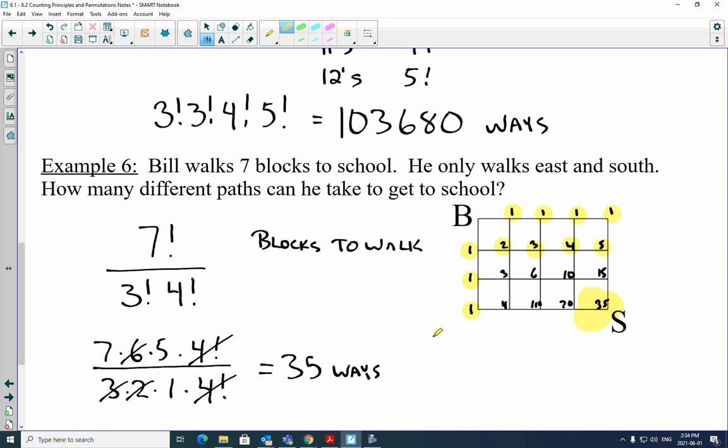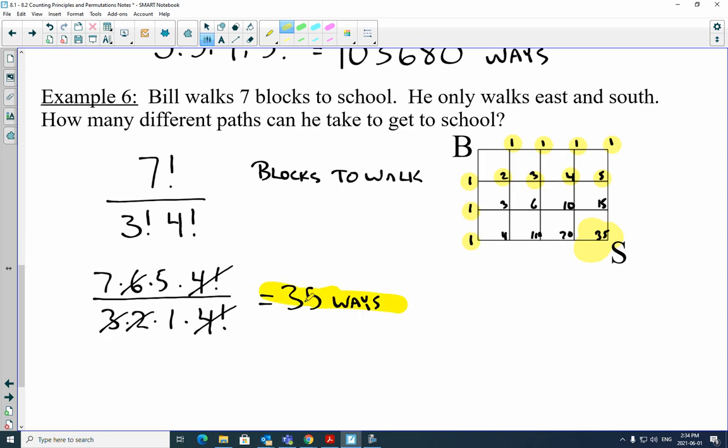Now that's a pictorial way of doing it. You can also do it with factorial. So there is 7 ways to get there, right? And there's 3 south and 4 east. So then we divide by 3 factorial and 4 factorial, and we end up still with the same answer, 35 ways. Yeah. So there's 2 ways to do that question.